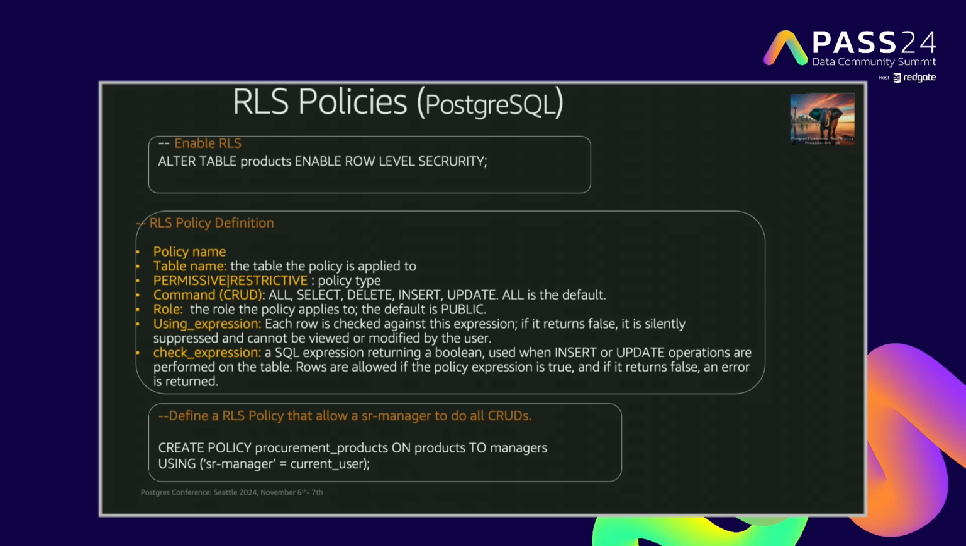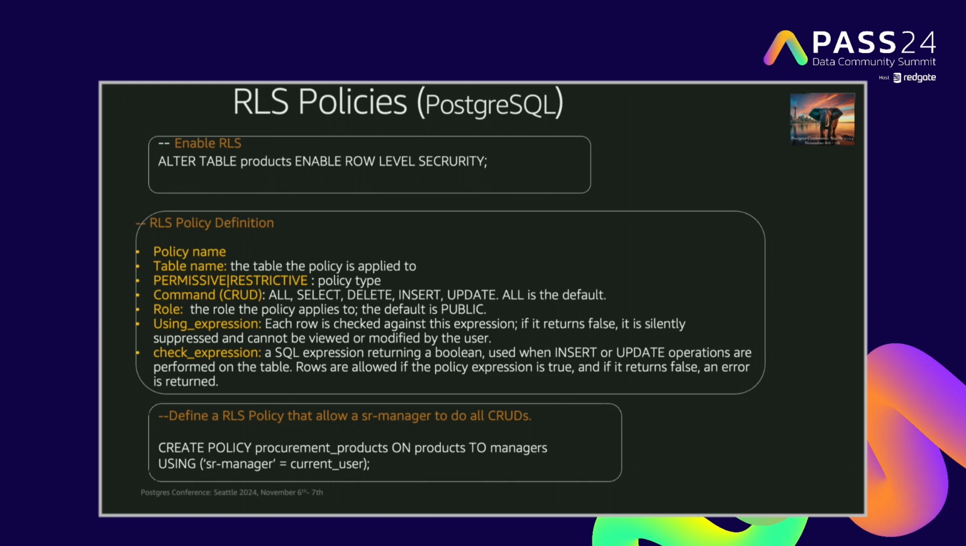All right, so next one. So what does the code look like, right? So here you can see that the code has essentially the parts that we talked about. Alter table, of course, we have to do that. Policy name, table name, permissive or restrictive, right?